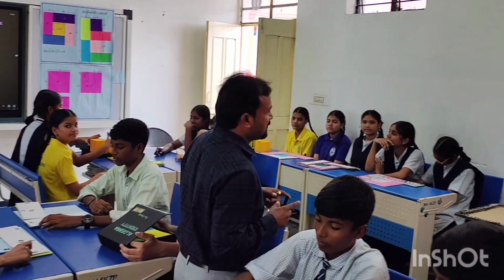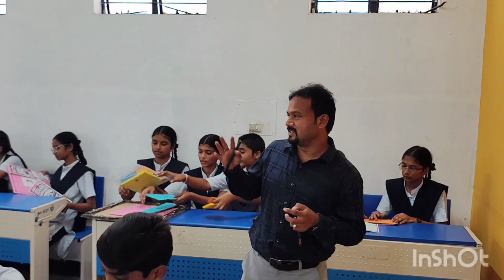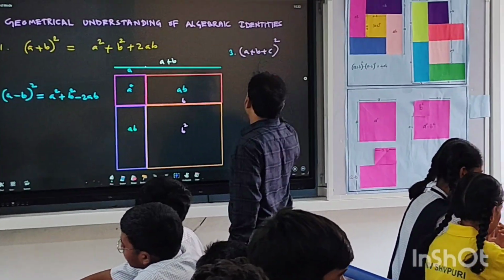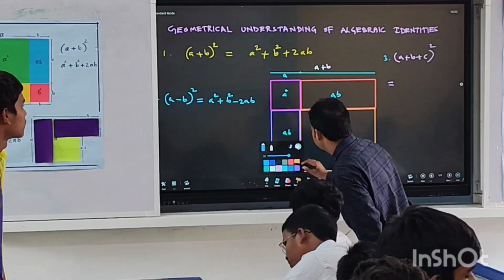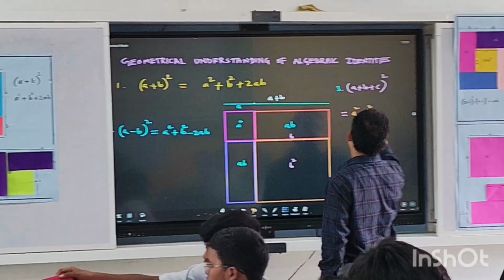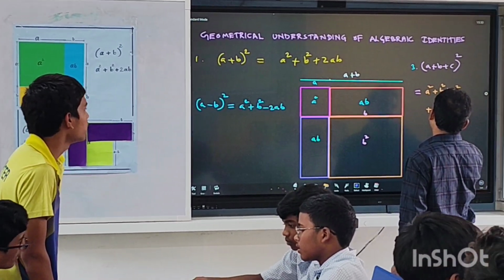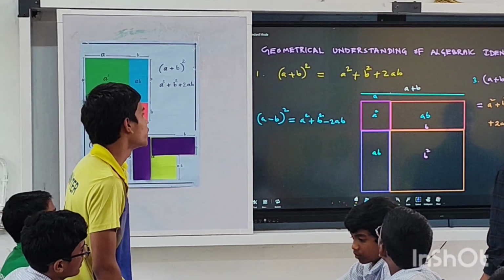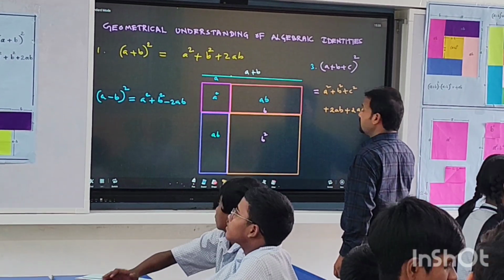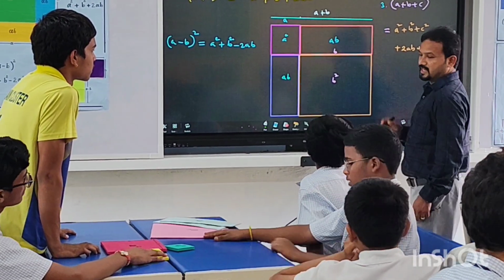Third one. (a plus b plus c) whole square. You arrange for that. What is (a plus b plus c) whole square? It is equal to a square plus b square plus c square plus 2ab plus 2ac plus 2bc. Arrange for that.